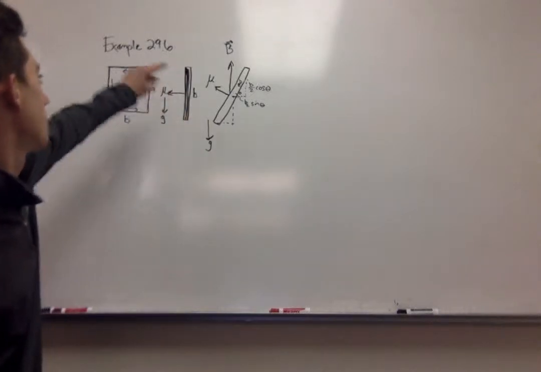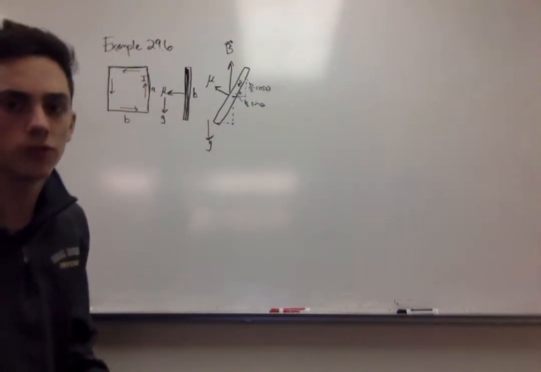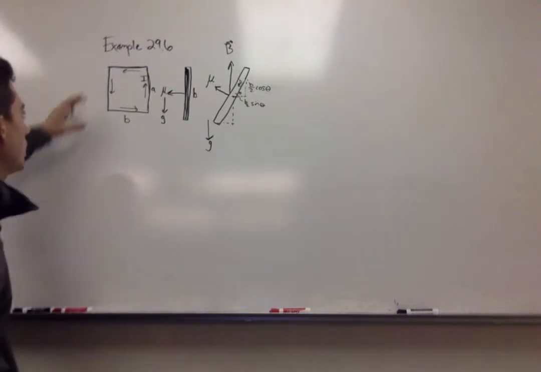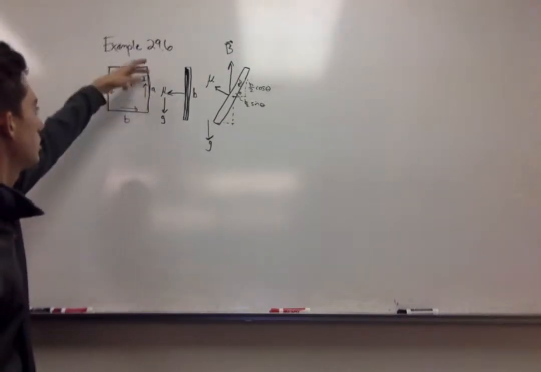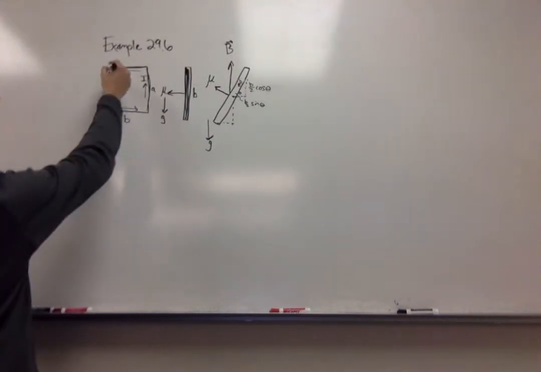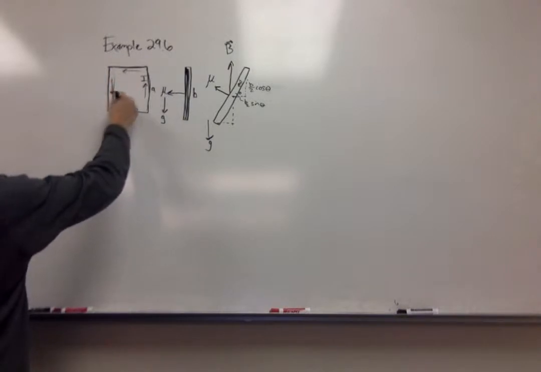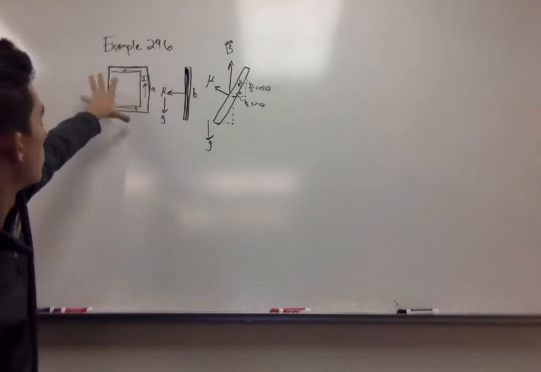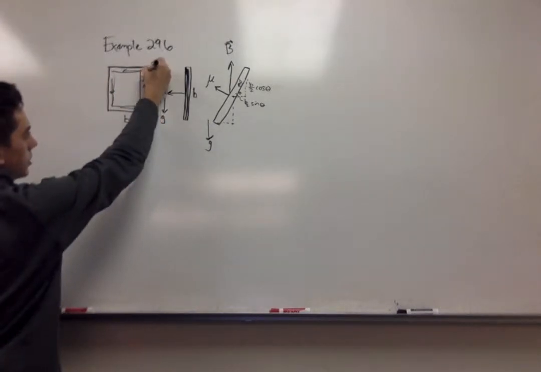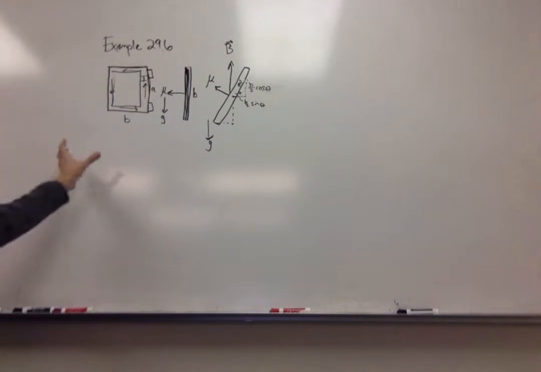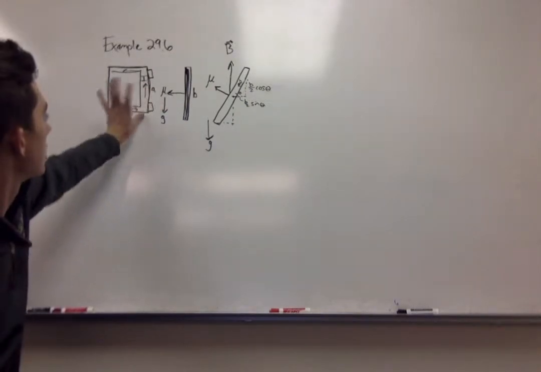Hey guys, this is example 29.6 out of the textbook. What we basically have here is a rectangular current conducting plate. This is hollow, kind of like that. But basically what's going on here is this is connected to a hinge right about here along this side A, and it's able to freely rotate kind of like that.